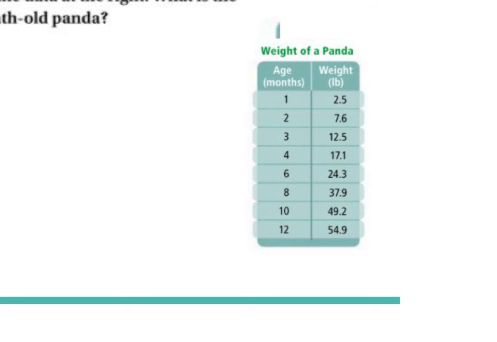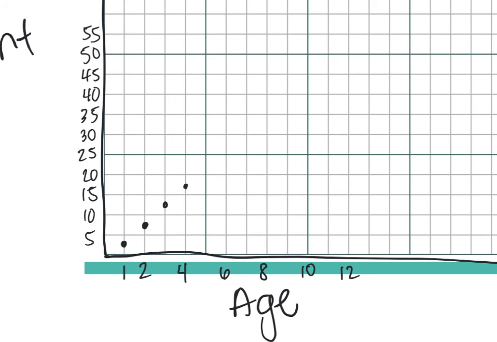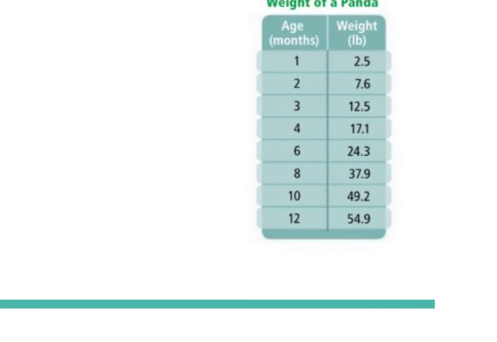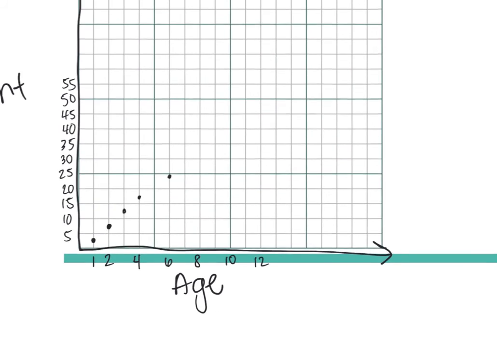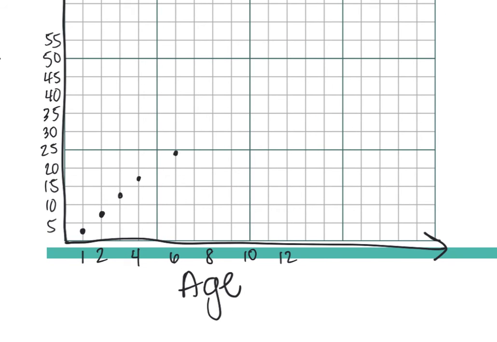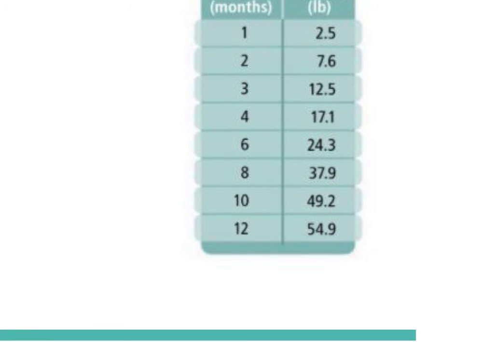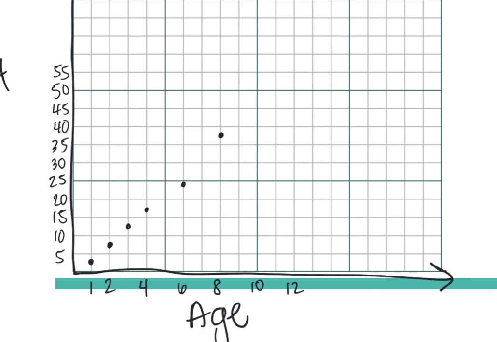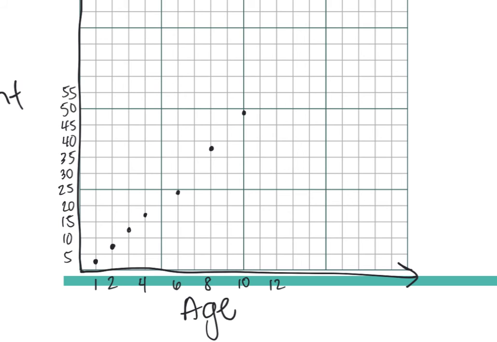And then at 6, they are 24.3, so just below 25. At 8, they are 37.9. It's going to be between 35 and 40, right around here. And then at 10, they're at 49.2. That's just below 50. And at 12, they are literally just below 55.